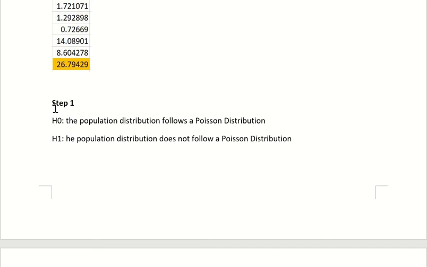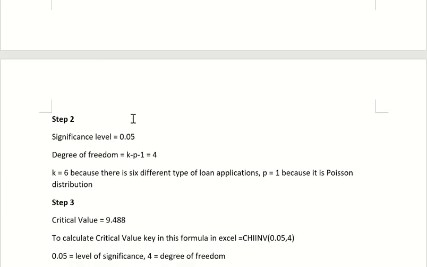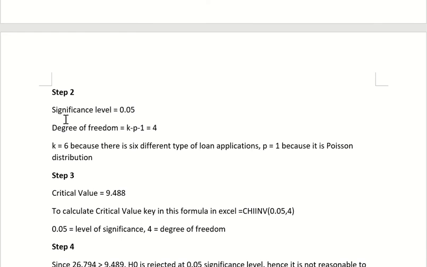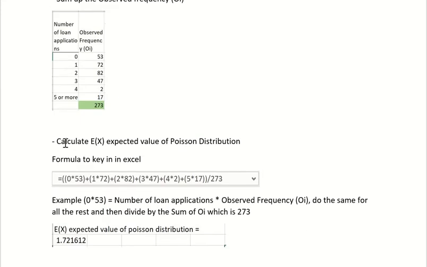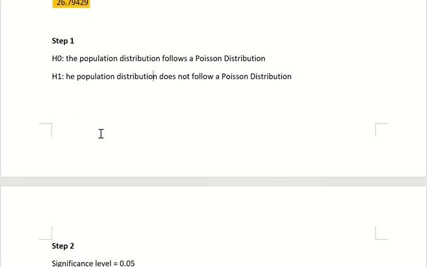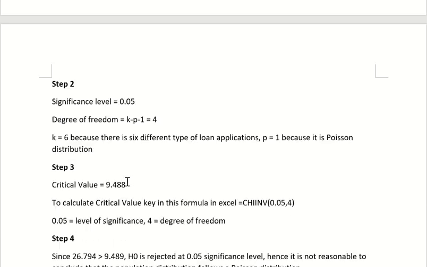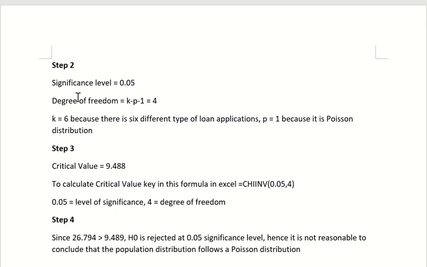Step 1 is to come up with the null and alternative hypothesis. The null is that the population follows a Poisson distribution, and the alternative is that it does not follow a Poisson distribution. Step 2 is to find the significance level and the degrees of freedom. The formula for degrees of freedom is k minus p minus 1, k being 6 because there are 6 different types of loan applications, as you can see here, 1, 2, 3, 4, 5, 6, and p equals 1 because it is a Poisson distribution, it has to be 1, and then we'll get the degrees of freedom of 4.